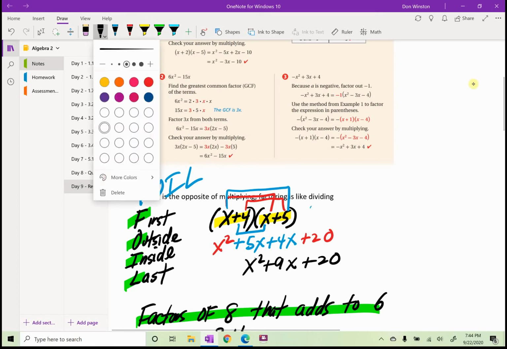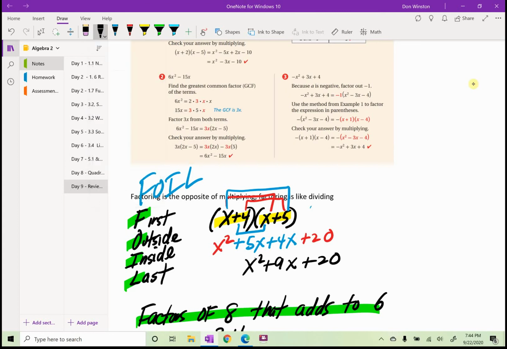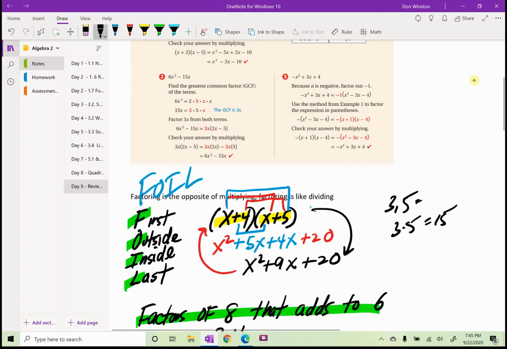You see, when I FOILed, I went from two binomials to a trinomial. That was multiplying. But in factoring, you go from a trinomial to a product of two binomials. So you're trying to find two numbers, if you will, that add up to the given expression. For example, if I said what are factors of 15 that add up to 8, well, that would be 3 and 5, because 3 times 5 equals 15, and 3 plus 5 equals 8.